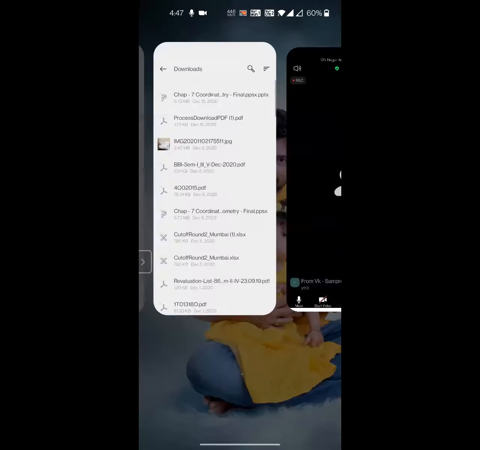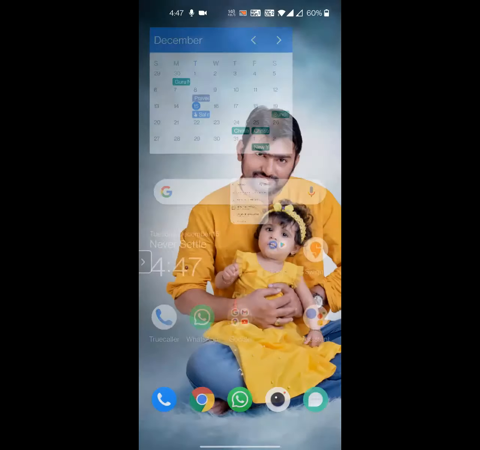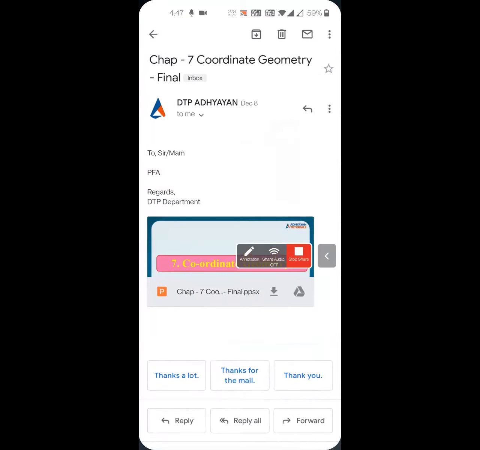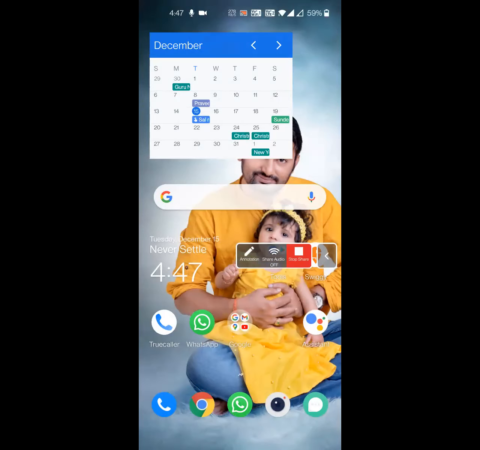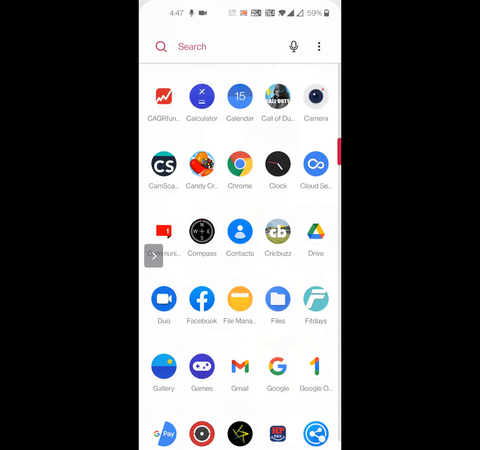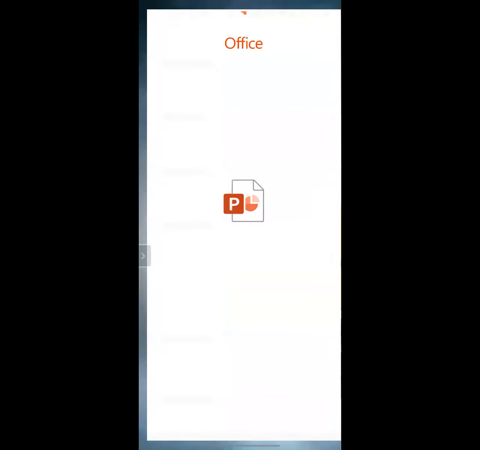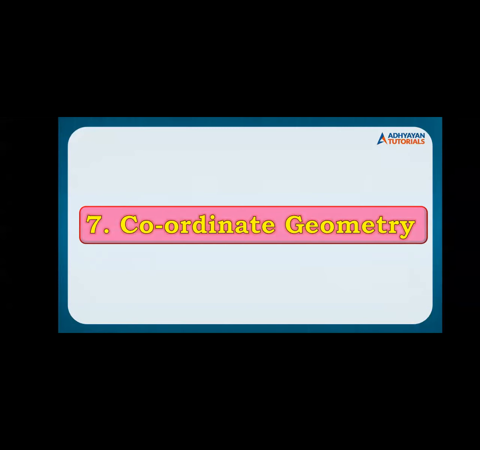So here we start with the topic. So good evening, children. The topic with which I'll be starting today is coordinate geometry.